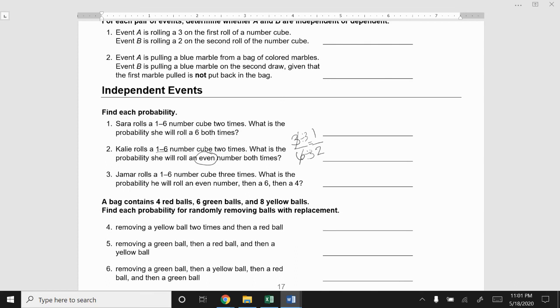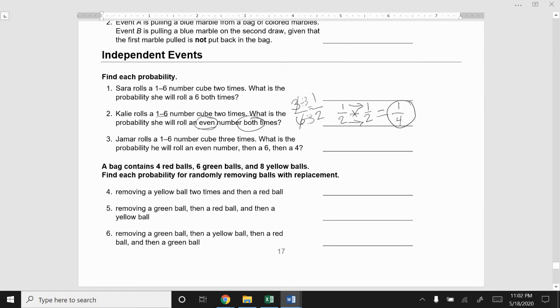And also, if you have multiple events, so if she's rolling an even number both times, you're going to multiply those together. So the first time, it's a 1 in 2 chance of rolling an even. And the second time, you have a 1 in 2 chance of rolling an even. And so when you multiply those, multiply across the top, 1 times 1 is 1. Multiply across the bottom, 2 times 2 is 4. So you have a 1 in 4 chance of rolling an even number both times. And this goes for all of them. So no matter how many events you have, you will multiply those fractions for each one. If you have 2, 3, or 4, you multiply every single time.